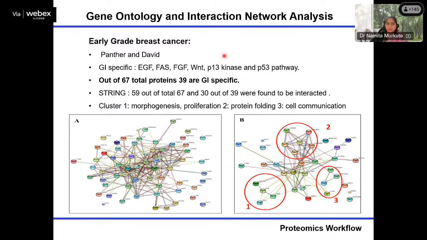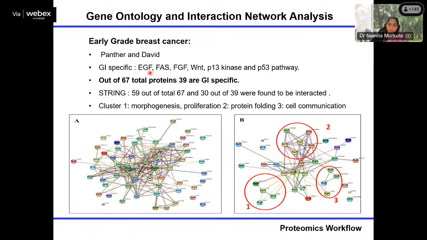This is done in STRING. If you can see here, PANTHER and DAVID, these are the databases which give you which pathways are involved specifically in your subset of proteins. For grade 1 specific proteins, I found these pathways are mainly involved. The P53 pathway gives the aggressive nature of the breast cancer cells. PI3 kinase and Wnt pathway are present from inception only. And FAS and FGF are growth related pathways.